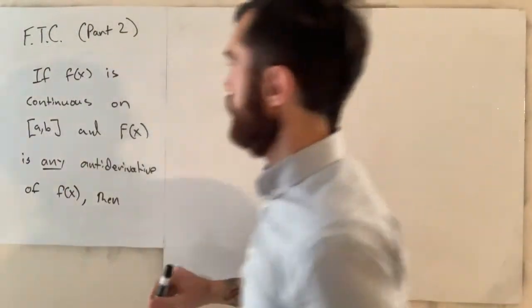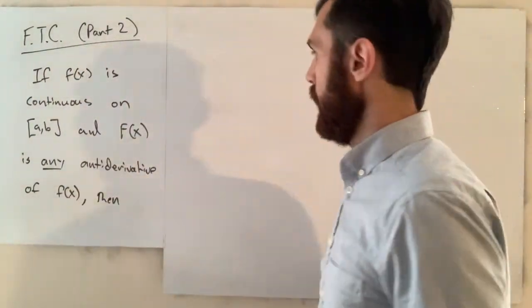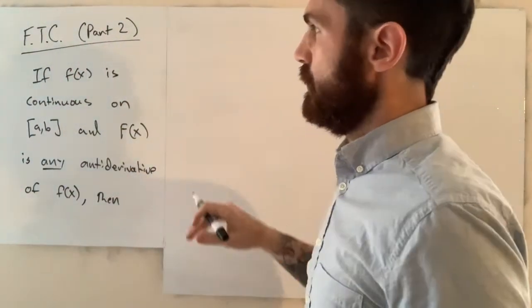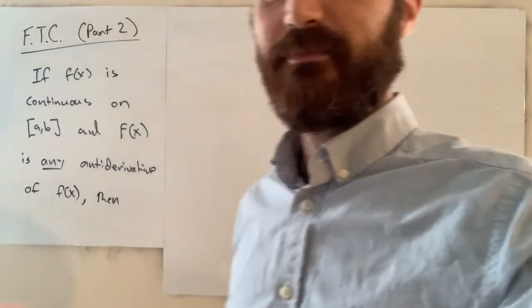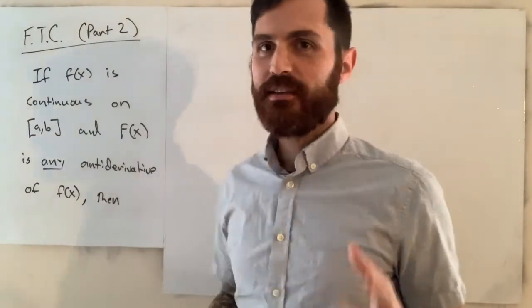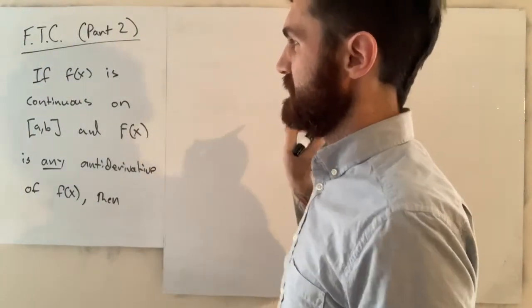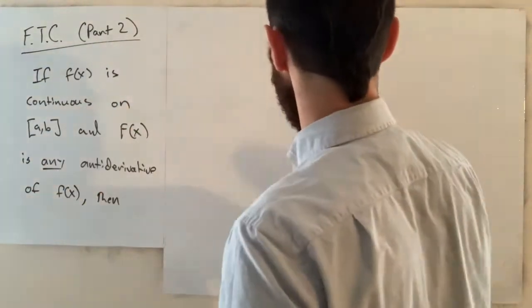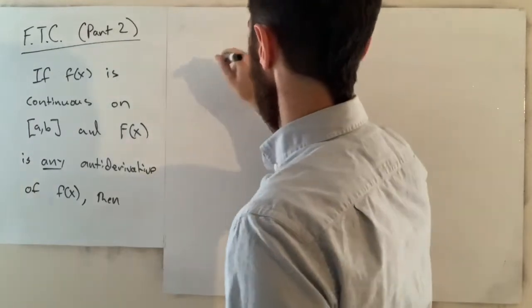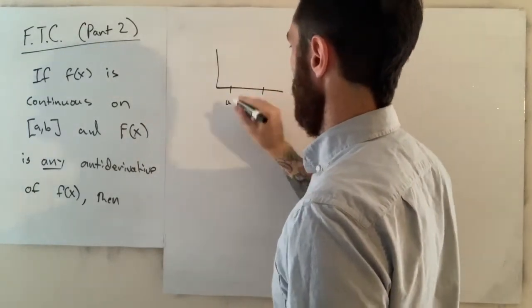All right, here is the fundamental theorem of calculus part 2. All right, so here is the fundamental theorem of calculus part 2. If f of x is a continuous function, again, our setup is f of x is a continuous function on the interval a to b.